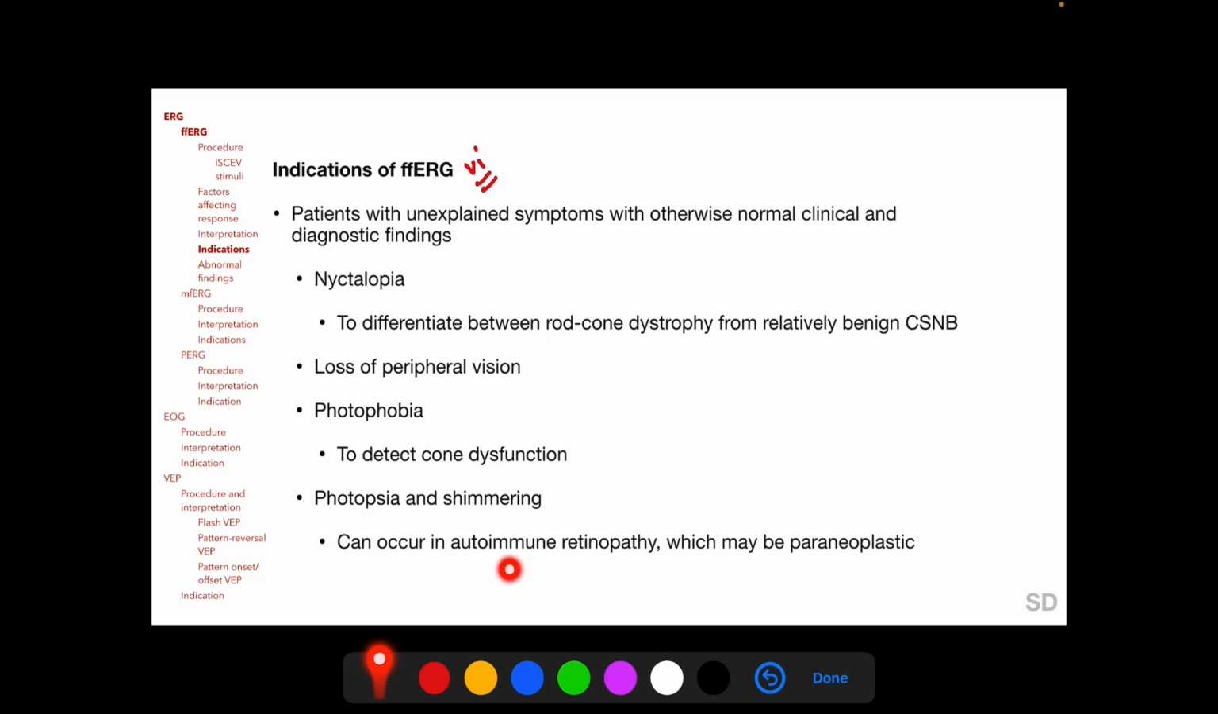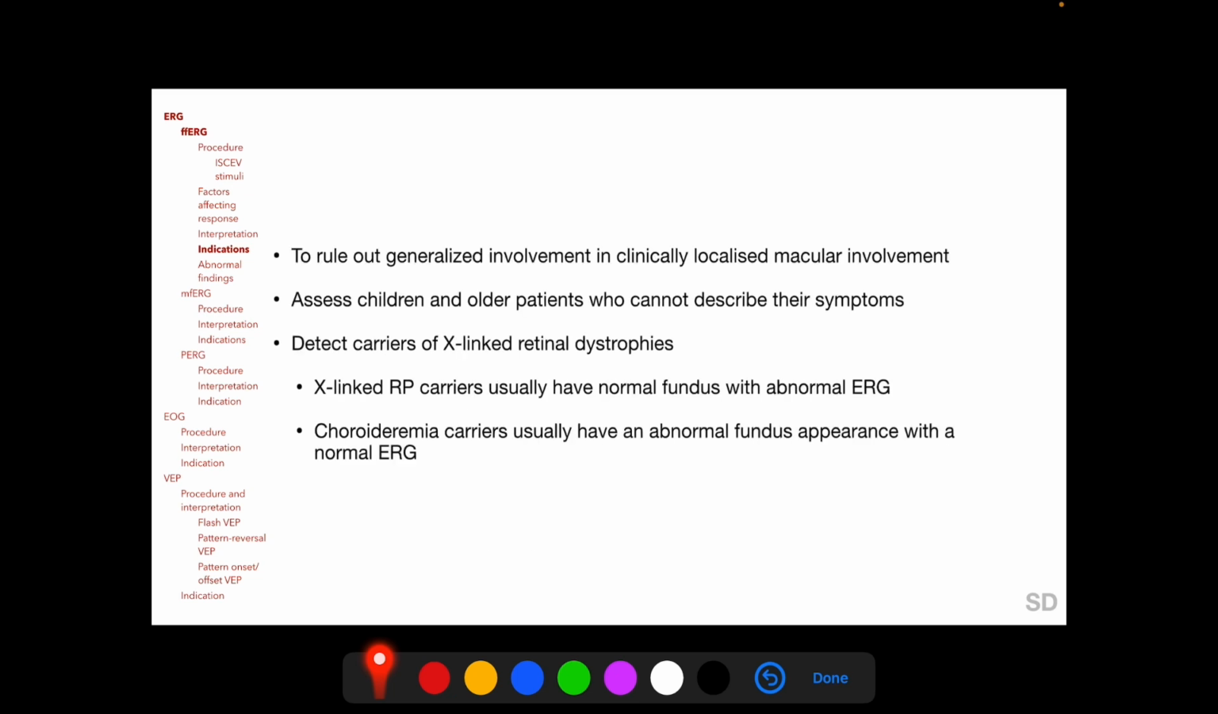reduces ERG responses. Full-field ERG is also used to rule out generalized involvement in a patient with clinically localized macular involvement. In a patient with localized macular involvement, full-field ERG is normal, as we have described. So in a patient with clinically localized macular involvement, if the full-field ERG is also abnormal, it indicates subclinical generalized involvement, which worsens the prognosis for the patient.